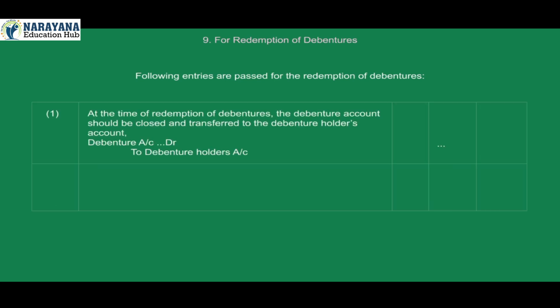9. For redemption of debentures. Following entries are passed for the redemption of debentures. 1. At the time of redemption of debentures, the debenture account should be closed and transferred to the debenture holders account. Debenture account debit to debenture holders account credit. 2. To repay money to the debenture holders. Debenture holders account debit to bank account credit.